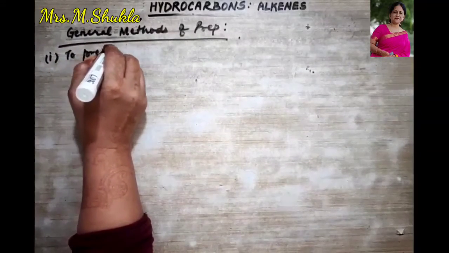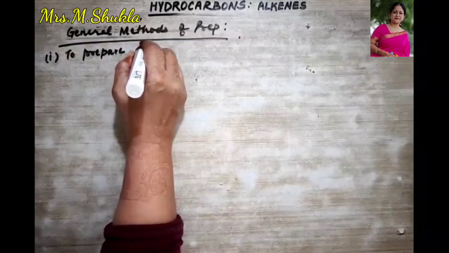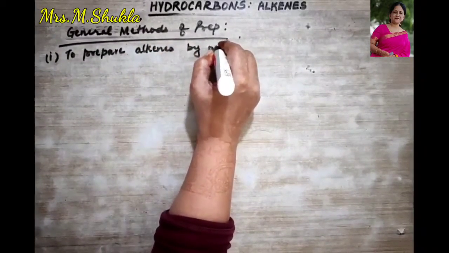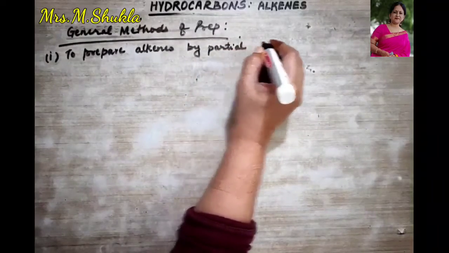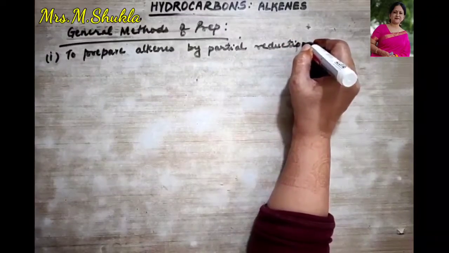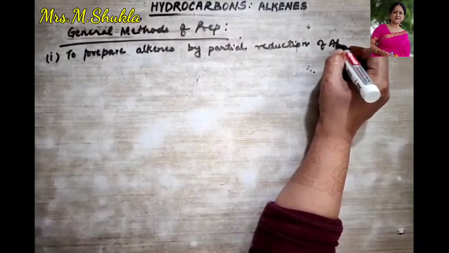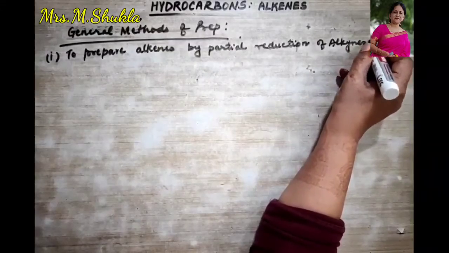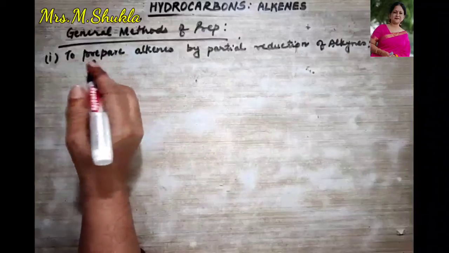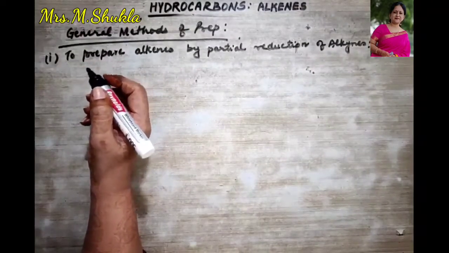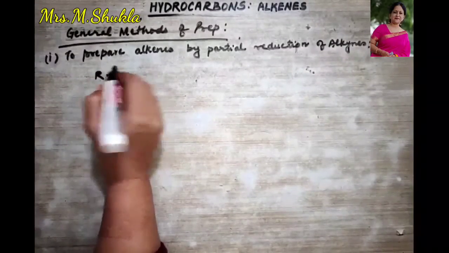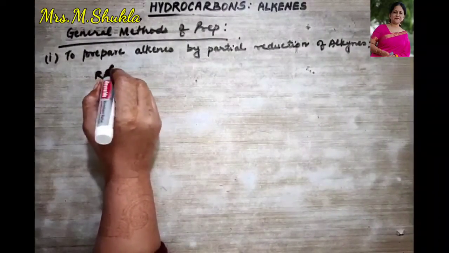To prepare alkenes by partial reduction of alkynes. A mixture of alkyne and hydrogen, when they are passed over palladium catalyst which is supported by calcium carbonate. Let's see the general reaction first.